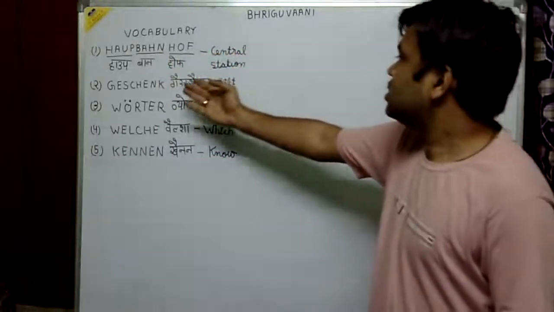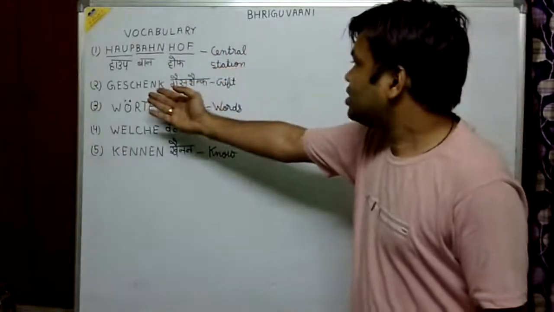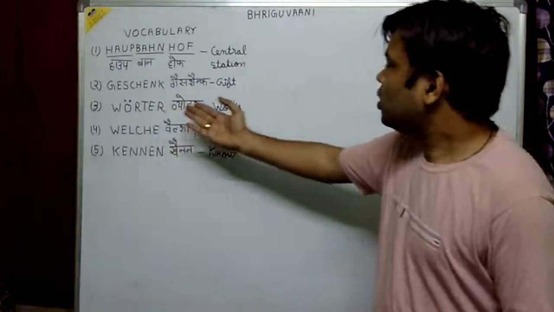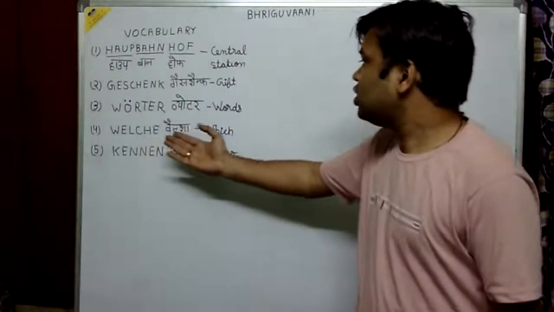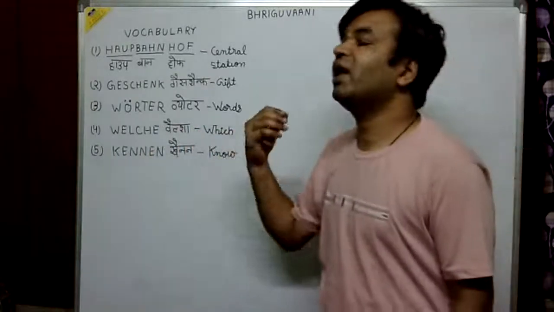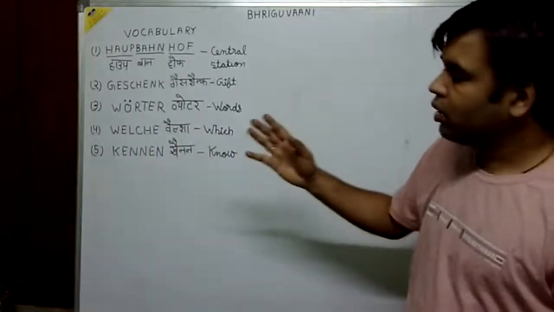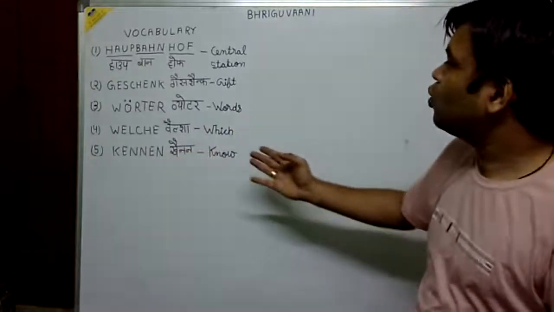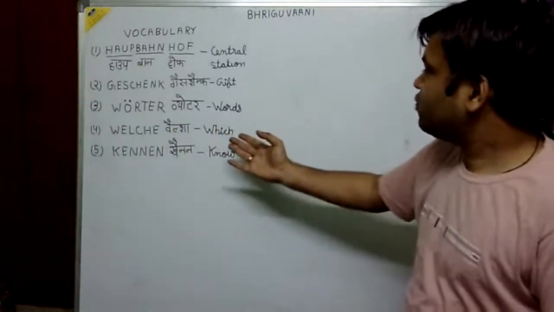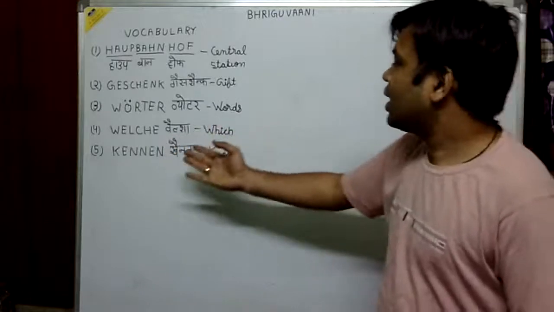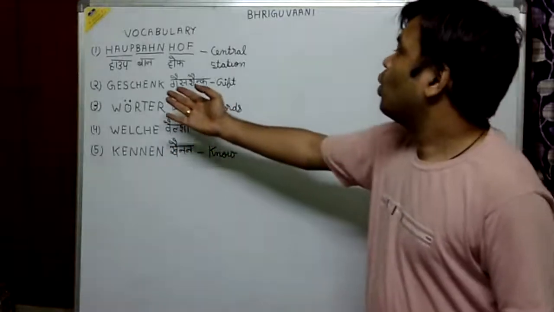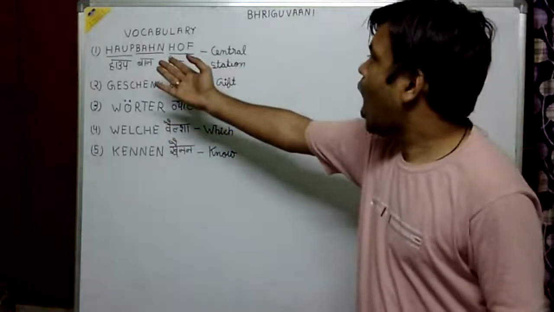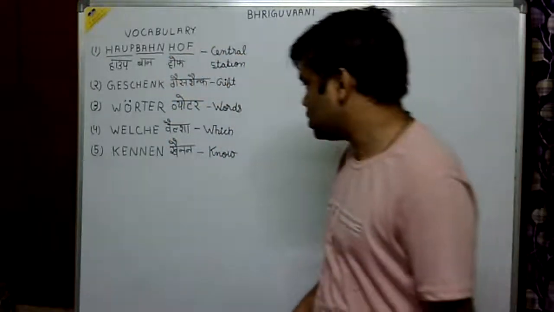Hauptbahnhof, Central Station, Geschenk, gift, Wörter, words, welche. I was pronouncing it wrong. Welche, which, kann, know. Geschenk, gift, Wörter, words, Hauptbahnhof, Central Station.